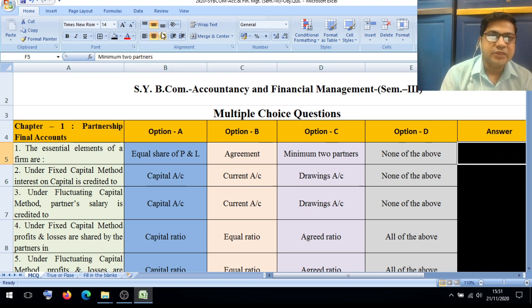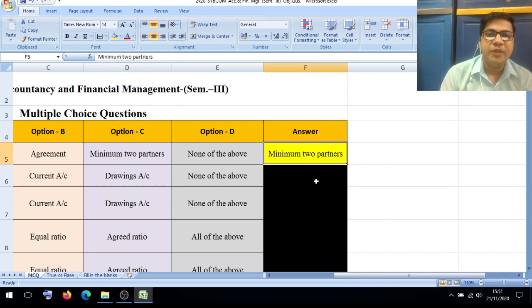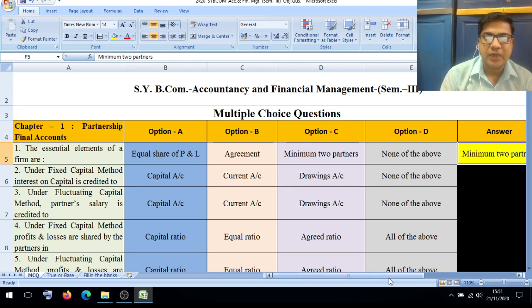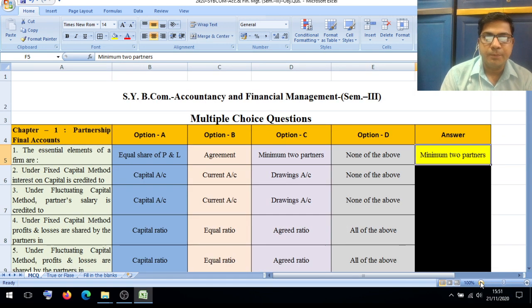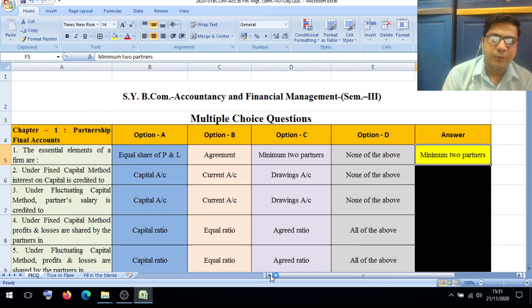The answer will be minimum two partners are required to form a partnership business. So you have to keep these things in mind. Two partners are required to form. It is a very simple question, but you should be aware of this simplicity.